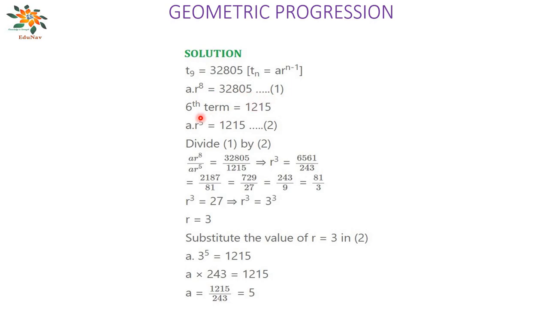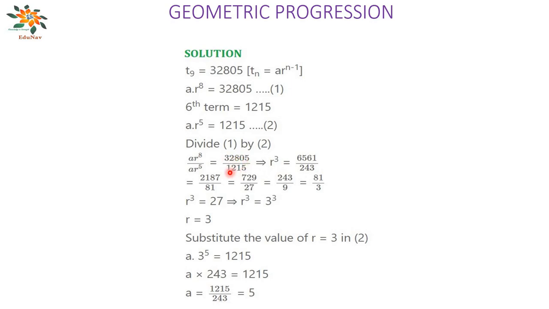In the same way, since the sixth term is 1215, we can write a into r raised to the power 5 to be equal to 1215. We will have it as step number 2. Now dividing equation number 1 by equation number 2, that is a into r power 8 whole divided by a into r power 5 equals 32,805 divided by 1215. We note that in the left hand side, a and a cancel off, leaving us r power 8 by r power 5, which is equal to r cube.